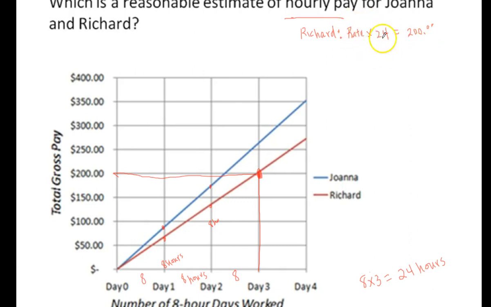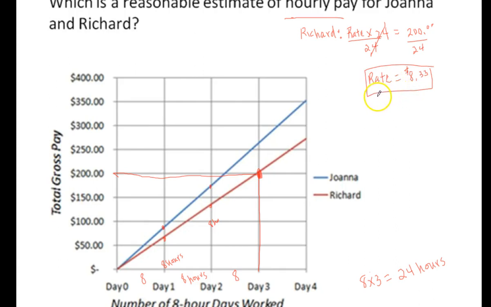And then I can use my algebra skills to solve this. Again, the rate is what I want, but right now it's multiplied by 24 hours. So I do the opposite and divide both sides by 24 to solve. And for Richard, I find his rate is 200 divided by 24, which is about $8.33 per hour. Okay, so that's for Richard.